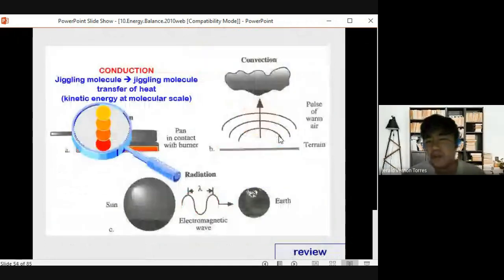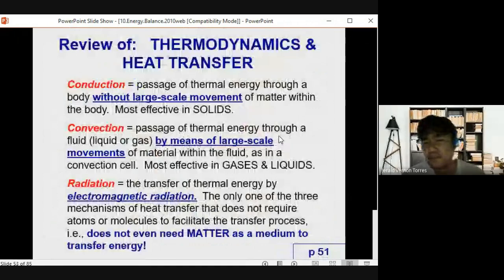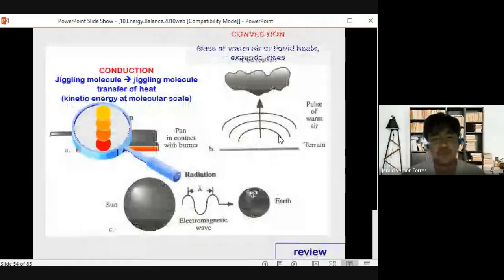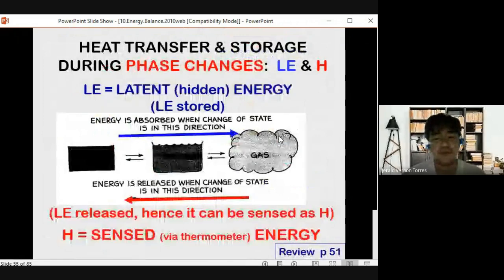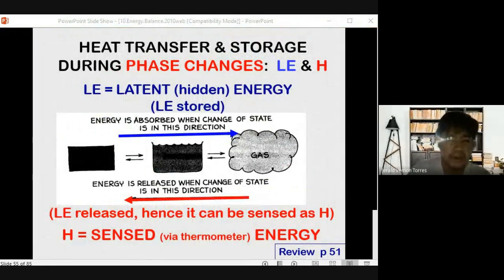Ito lang tatandaan nyo, class. Pag sensible heat, it causes change in temperature. Again, pag sensible heat, change in temperature. Pag latent heat naman or latent energy, phase change lang. Nagpapalit yung phase ng matter. So from solid to liquid, from liquid to gas. So we call that as latent heat.